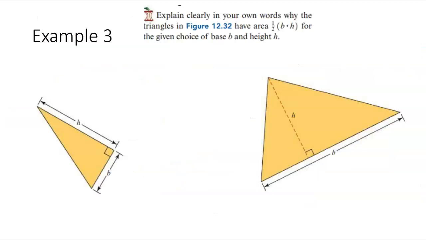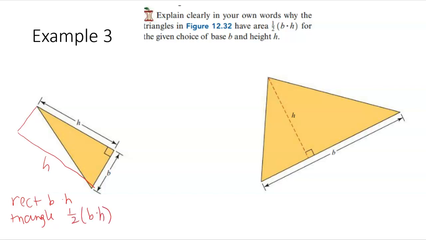So let's do an example here. It says, explain clearly in your own words why the triangles have an area of 1/2 base times height for the given choice of B and H. All right, so right here with this triangle, I can just extend this into a rectangle. And so this is a rectangle, B times H, and the triangle is covering 1/2 of that.